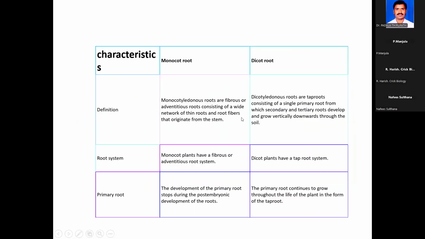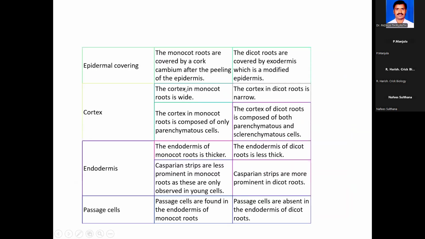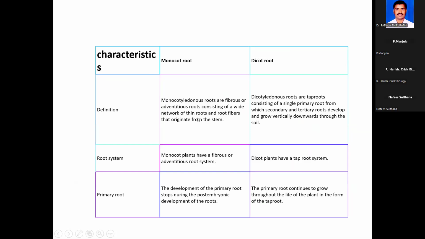Next is the differences between the dicot and monocot root. Monocotyledonous roots are fibrous or adventitious roots, consisting of a wide network of thin roots and root fibers originating from the stem. Whereas dicotyledonous roots are tap roots, which consist of a single primary root from which secondary and tertiary roots develop, and they grow vertically downwards through the soil. So the root system in monocots is fibrous or adventitious, whereas in dicots it is the tap root system.